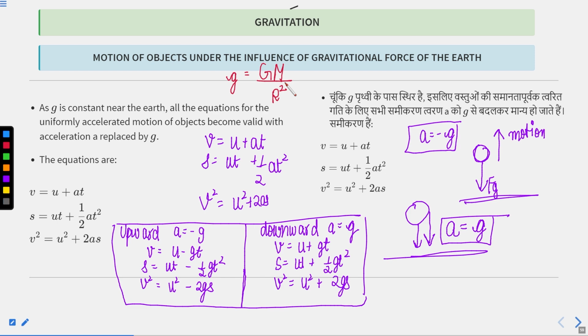Then we learned about the equations of motion: if any object is thrown upwards, then its motion is in the upward direction, but the force of attraction is in the downward direction. So the value of acceleration is negative g, which is negative 9.8 meters per second square. And if an object is going downward in the direction of gravitational acceleration, then the value of acceleration will be positive g only. All three equations of motion will convert like this.